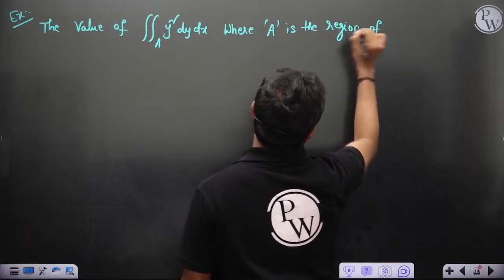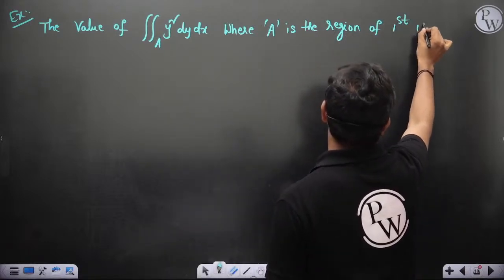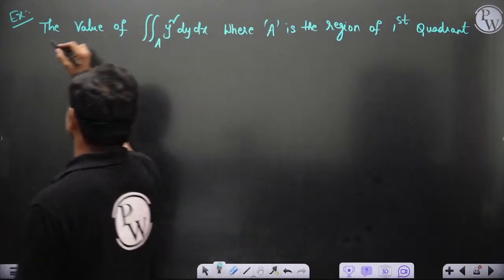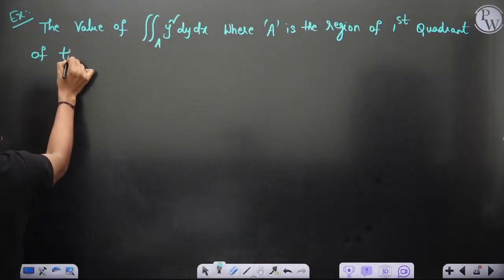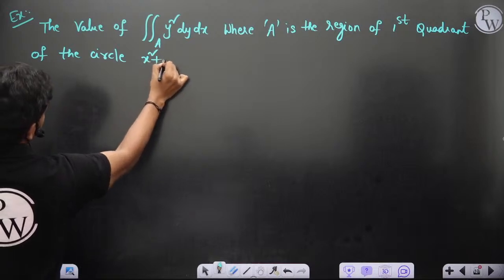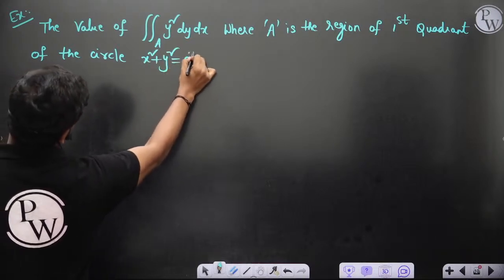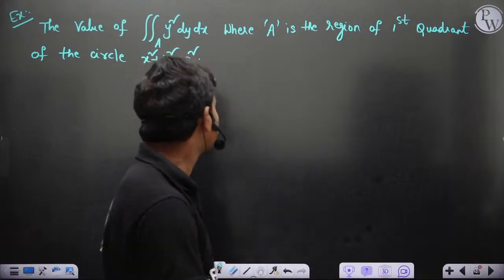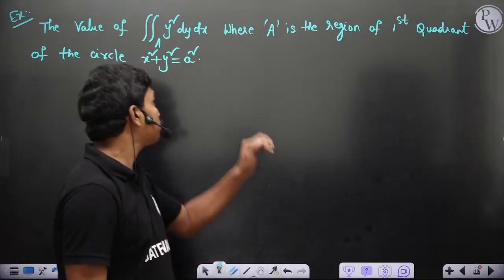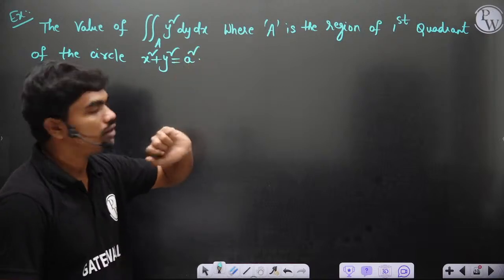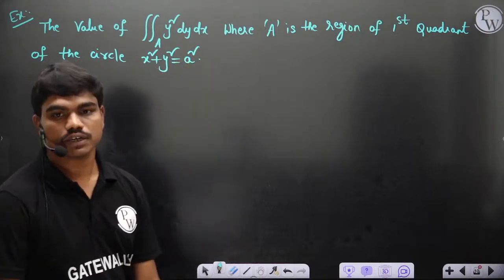the first quadrant of the circle x square plus y square is equal to a square. Okay, so let's say the radius is a, of course. So let's say I have to calculate this integral over A of y square dy dx, which is basically dA, where x square plus y square is equal to a square.